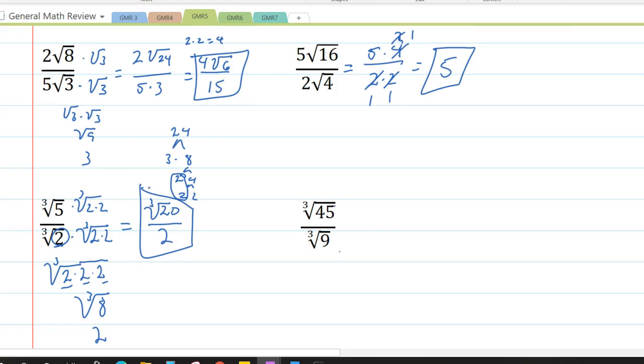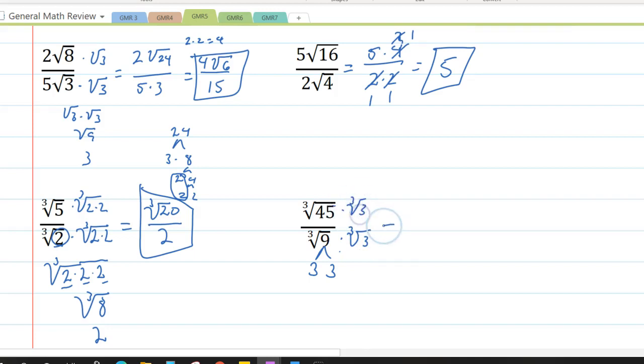Let's do that one more time. I have the cubed root of 9. Again, I need 3 to get out. I only have 1 9. Or we can say I have 2 3's. I need 3 3's in order to break out the cube. So I'm going to have to multiply it by 1 more cube root of 3. Whatever I do to the bottom, I do the top.